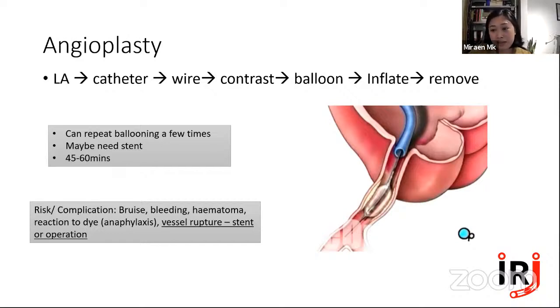So this part maybe takes another 45 to 60 minutes, depending on how tricky it is to get the wire to where you want it to be. Complications, again, similar, with the extra complication that there's a risk of vessel rupture intra-procedure, but very rare. And there are several ways to salvage this, such as a stent or moving on to an open operation. So, moving on to stents.